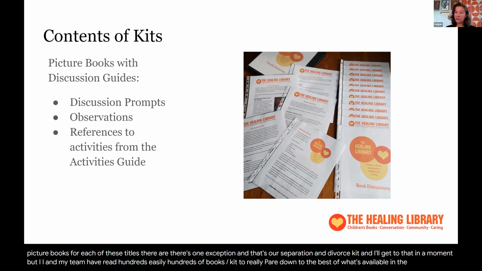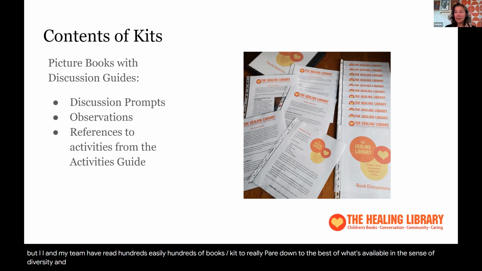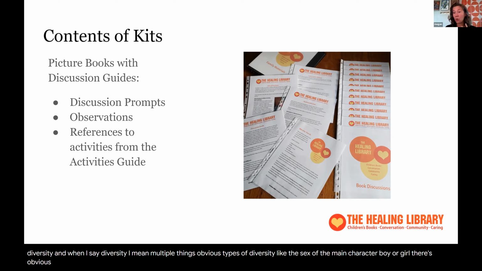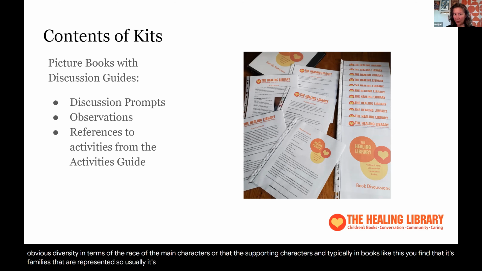And when I say diversity, I mean multiple things. There is obvious types of diversity, like the sex of the main character, boy or girl. There's obvious diversity in terms of the race of the main characters or the supporting characters. And typically in books like this, you find that it's families that are represented. So usually it's the same race throughout the book.